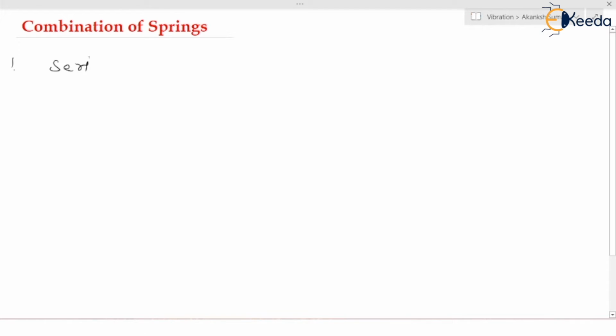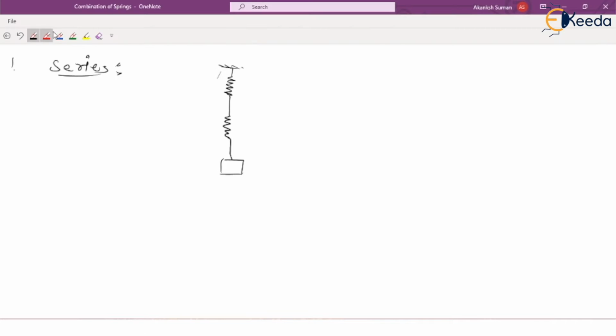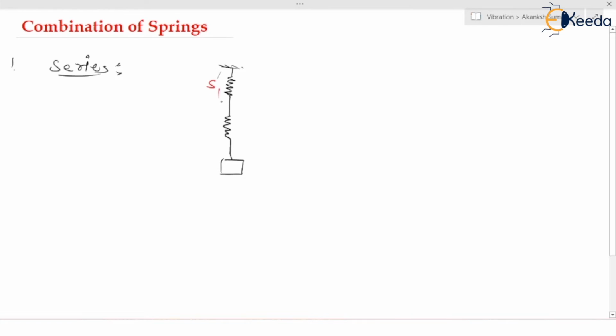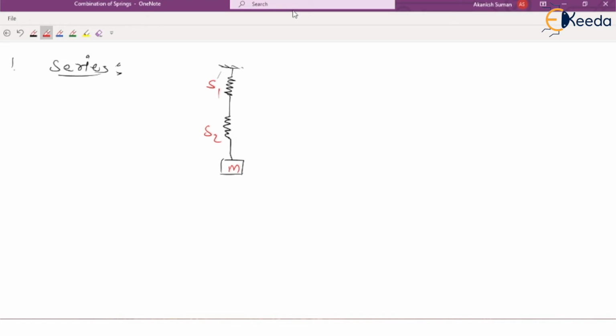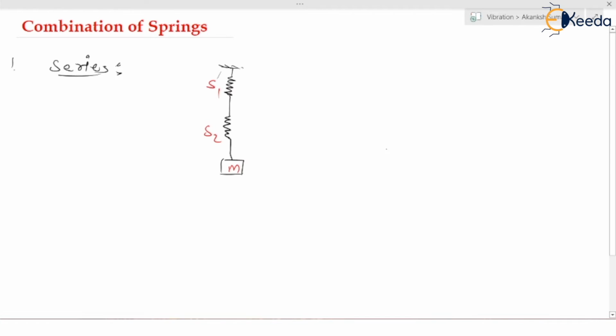First is series. If the springs are in series, it would be like that. There is the first spring which has some stiffness, and another spring which has another stiffness. Consider that this spring has stiffness S1 and this one has stiffness S2, and there is a mass M block which is going to be attached here. How can we calculate the spring stiffness of the system?